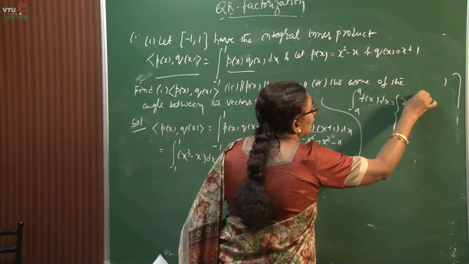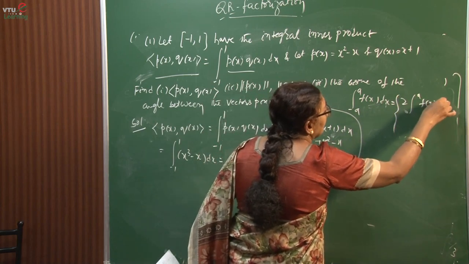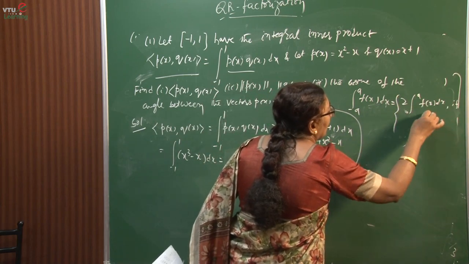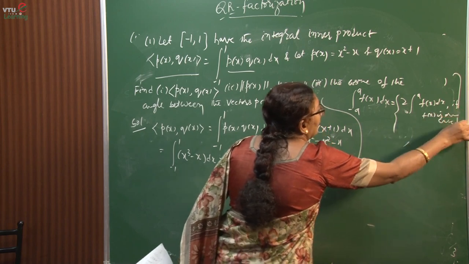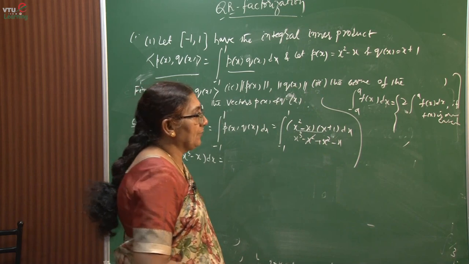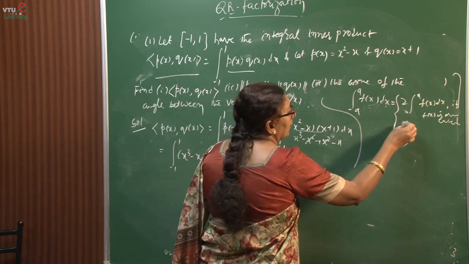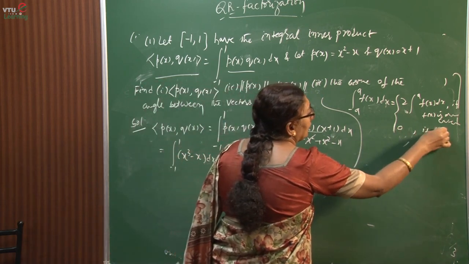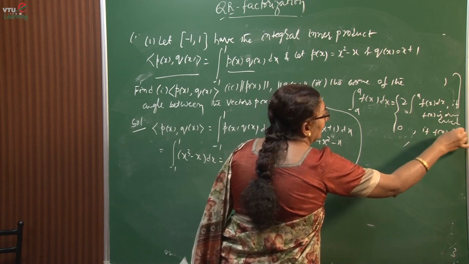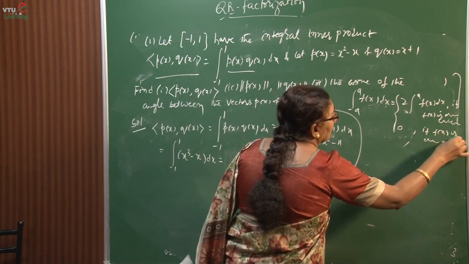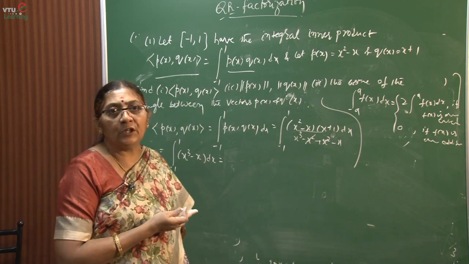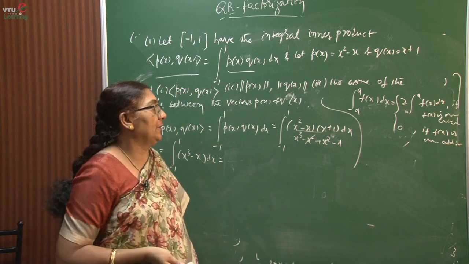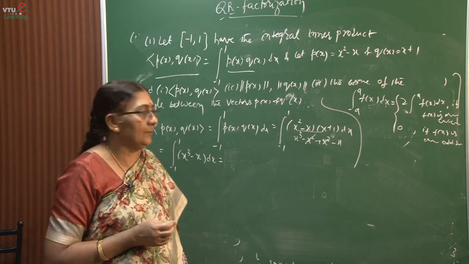twice the integral from 0 to a of f of x dx, if f of x is an even function. It is 0 if f of x is an odd function. I think this part is clear. We already studied and derived this definite integral property in second PUC level.